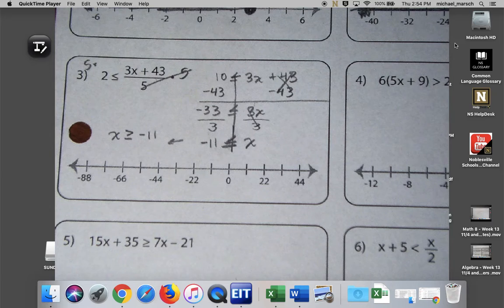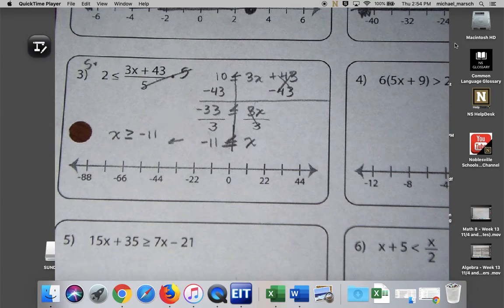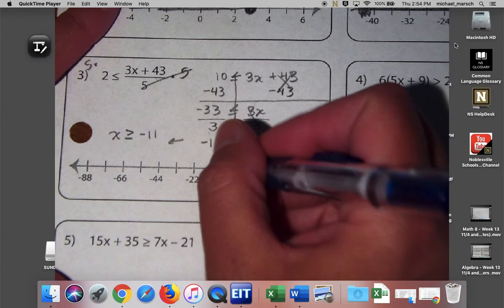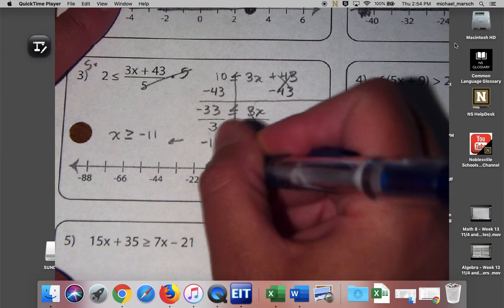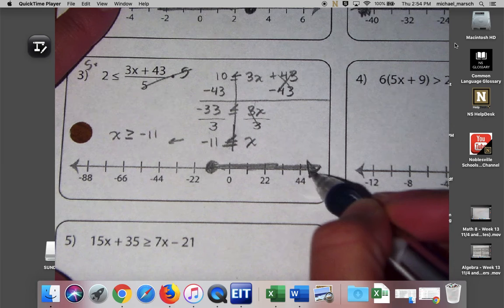Okay. Perfect. And then as you can see, I rewrote it as x is greater than or equal to -11. So, Avery, open or closed point at -11? Closed. Closed is the correct answer because it can equal -11, and then it's everything greater than or equal to that number.